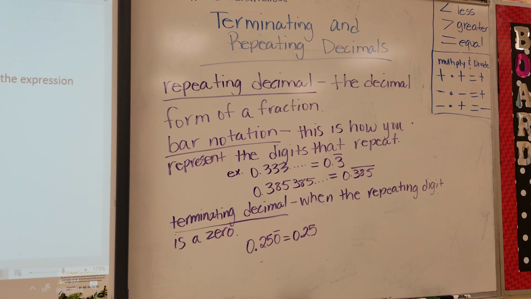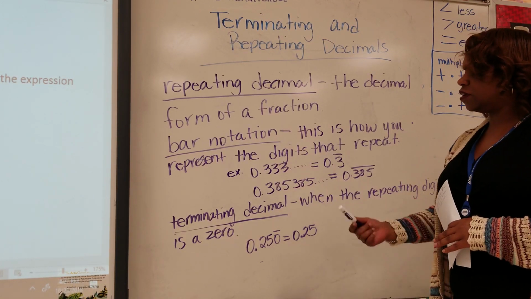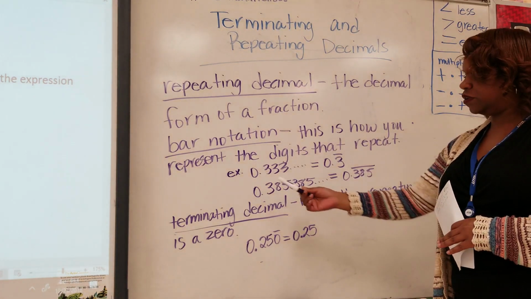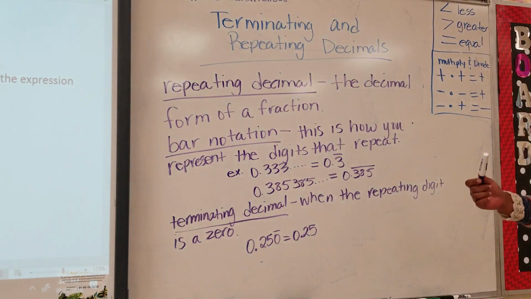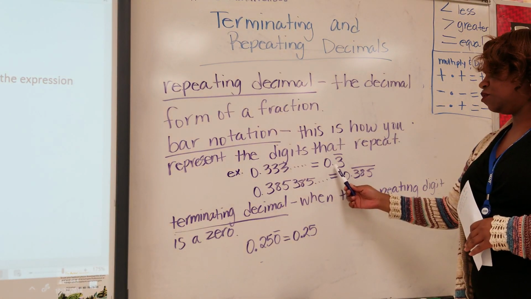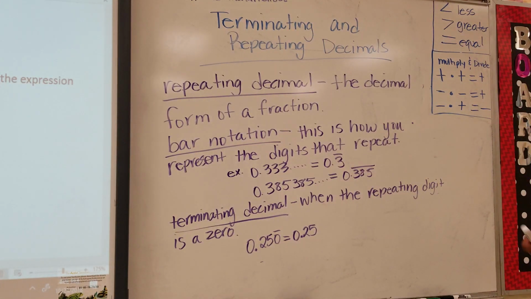A repeating decimal, that is the decimal form of a fraction, okay? Then you have bar notation. This is how you represent the digits that repeat. So, for example, if you put in the calculator a fraction, 1 over 3, 1 divided by 3, you'll get 0.333333, and it keeps on going on and on and on. Now, instead of you writing 0.333333, you can just write it as 0.3 with the bar notation over the 3. That is to let you know that it does repeat.